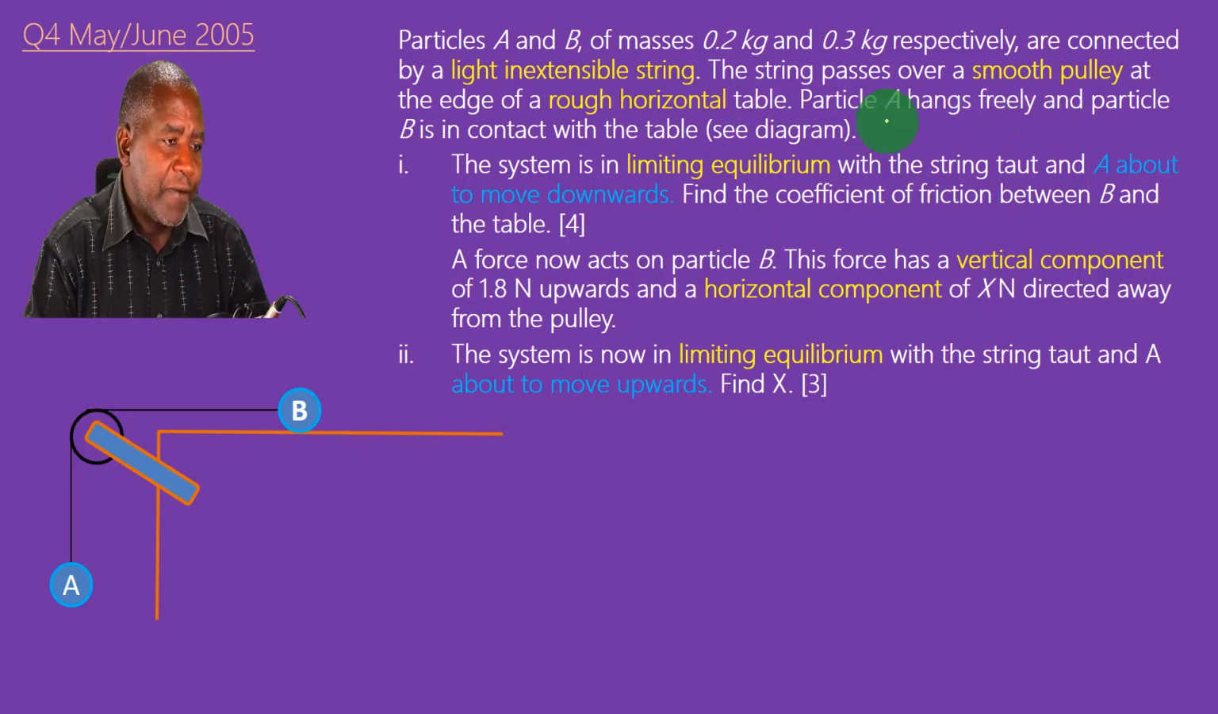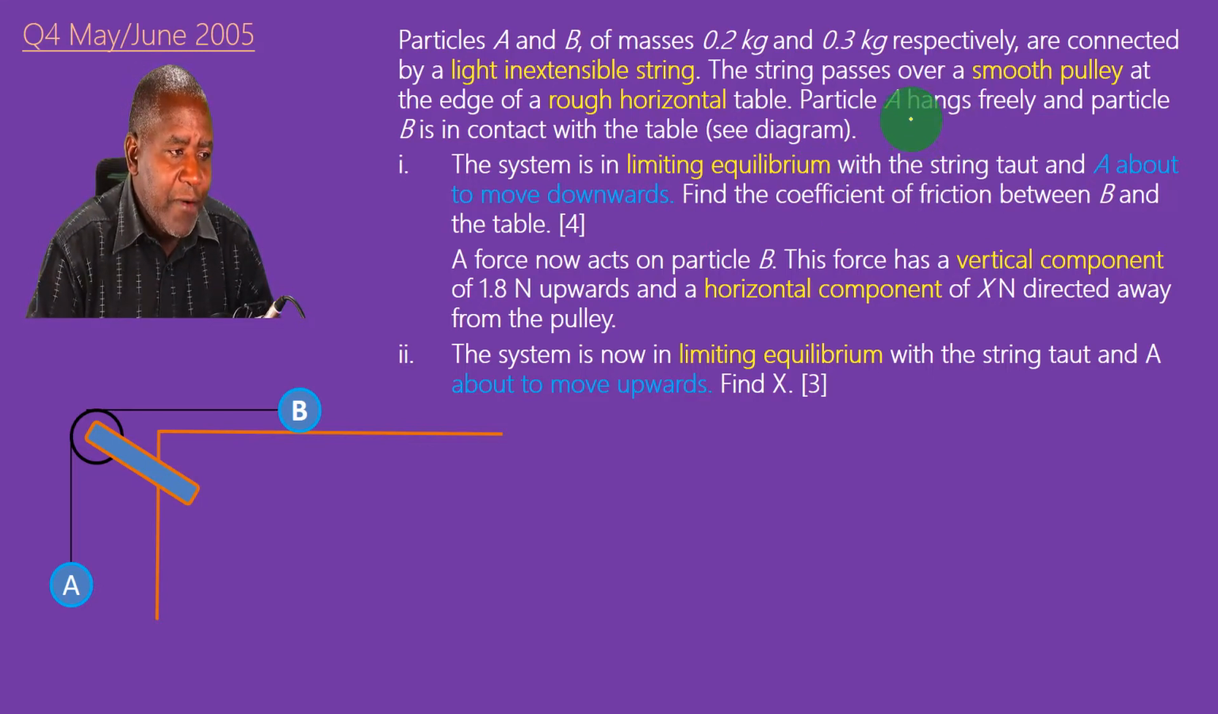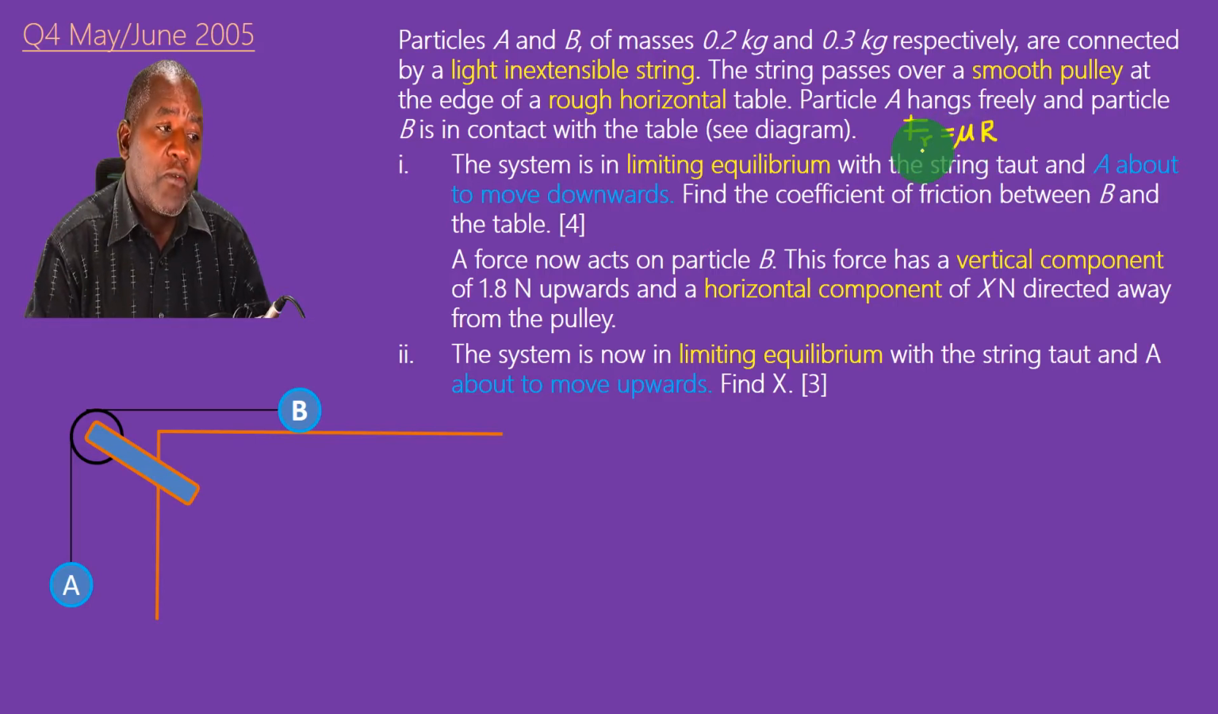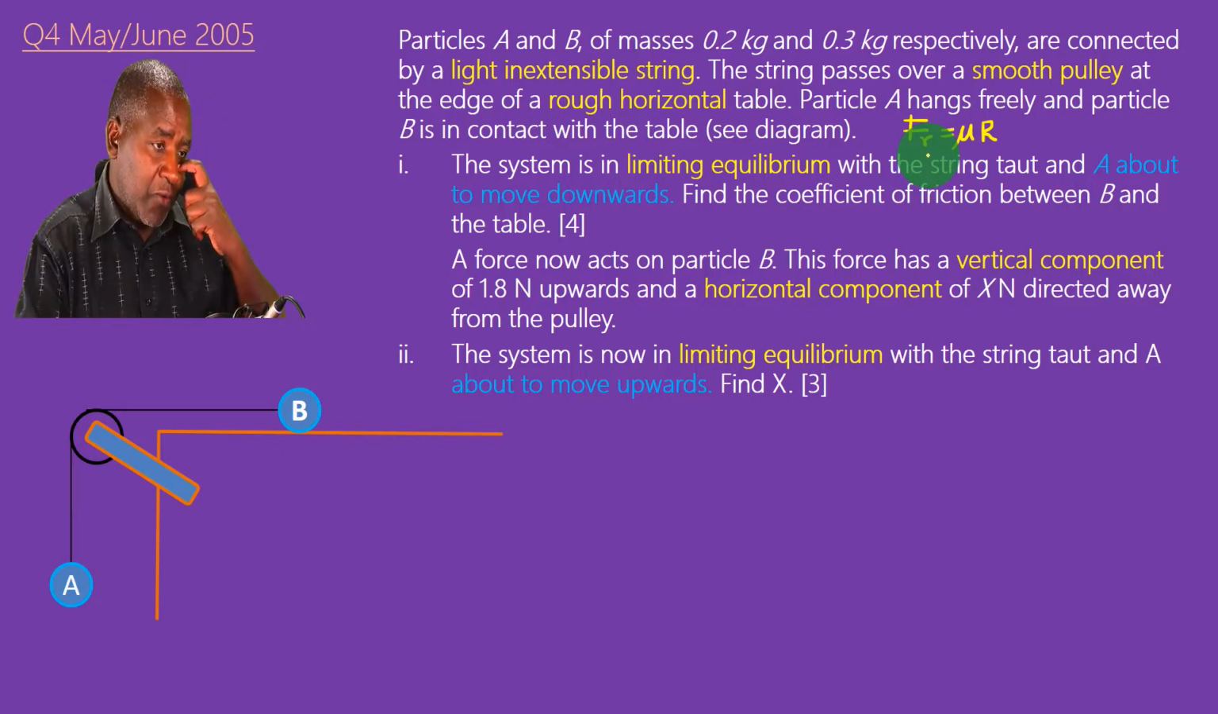Particle A hangs freely and particle B is in contact with the table. The system is in limiting equilibrium. What does this mean? It means that, one, we are free to use this equation: friction force is equal to mu R, where R is the normal component of the contact force, mu is the coefficient of friction, and of course F is the frictional component of the same contact force.